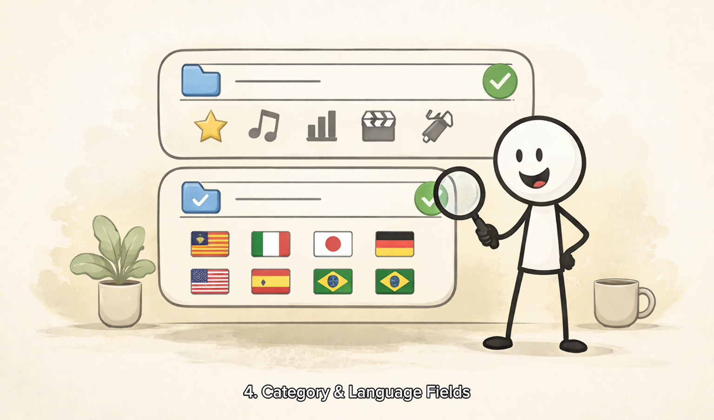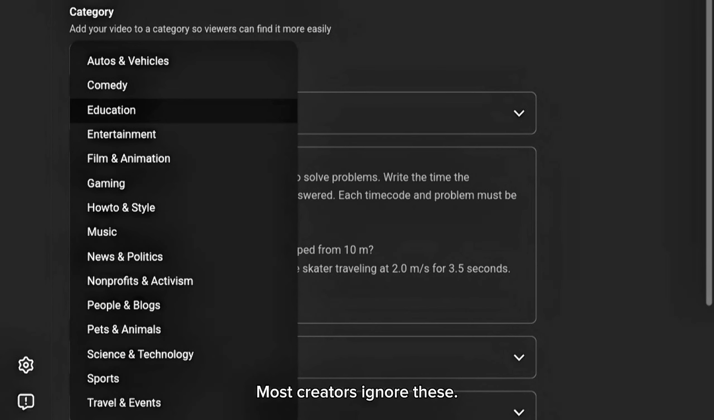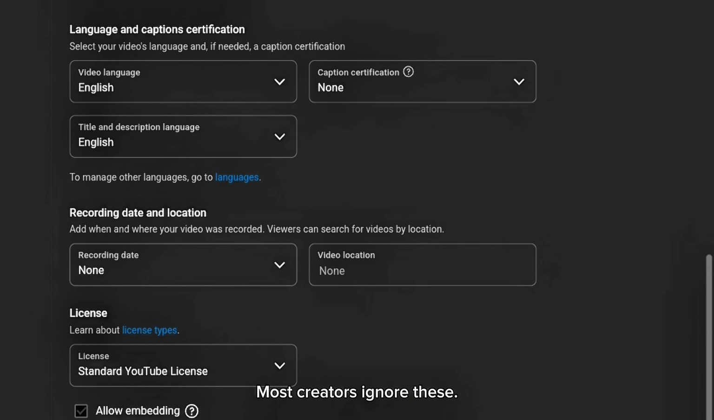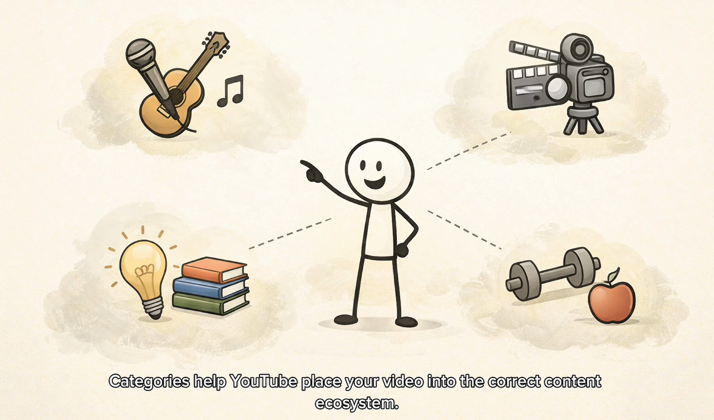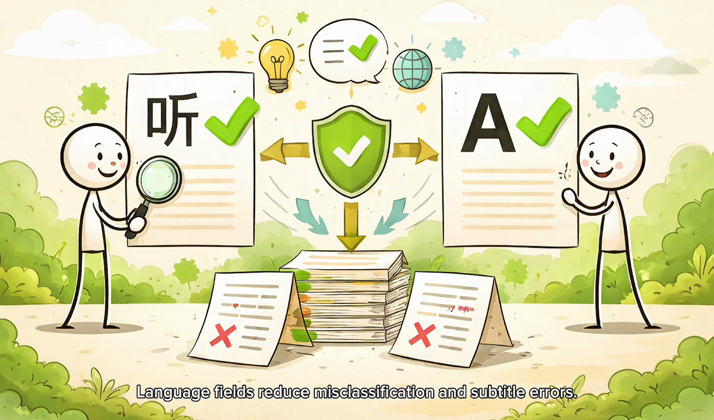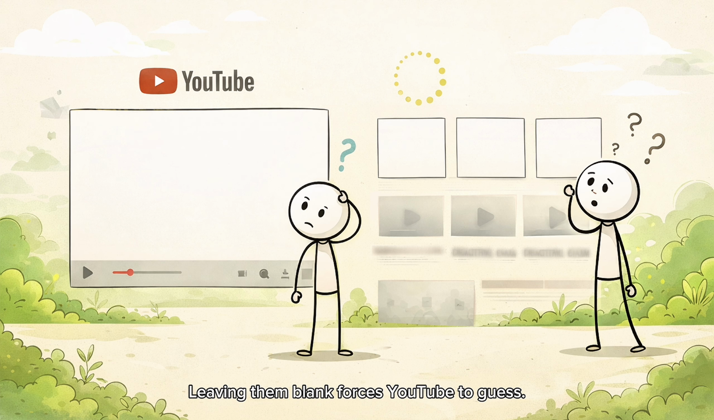4. Category and language fields. Most creators ignore these. They shouldn't. Categories help YouTube place your video into the correct content ecosystem. Language fields reduce misclassification and subtitle errors. Leaving them blank forces YouTube to guess. And guessing slows recommendations.